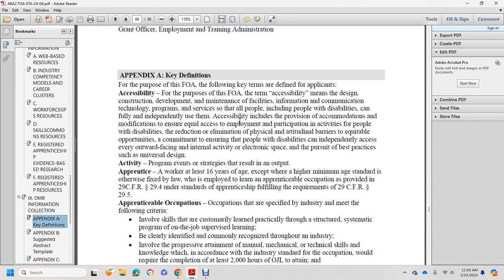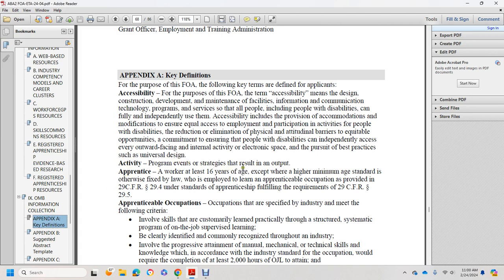Accessibility includes the provision of accommodations and modifications for equal access to employment and participation in activities for people with disabilities, and the reduction and elimination of physical and attitudinal barriers to equitable opportunity. It reflects a commitment to ensuring that people with a disability can independently access every outward-facing and internal activity and electronic space, in pursuit of the best practice of universal design for activities, programs, events, and strategies, for the result and the output.